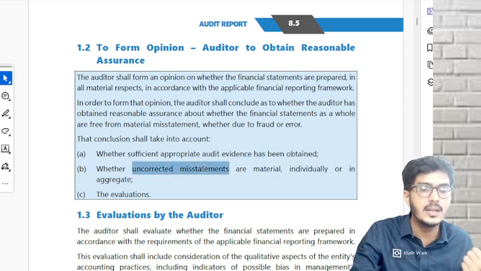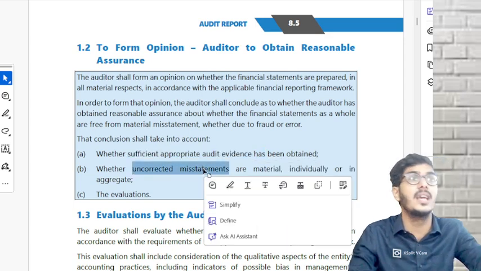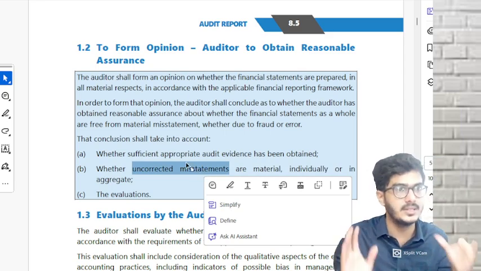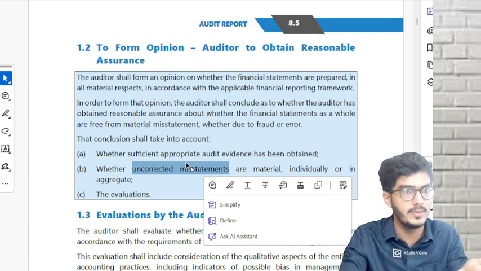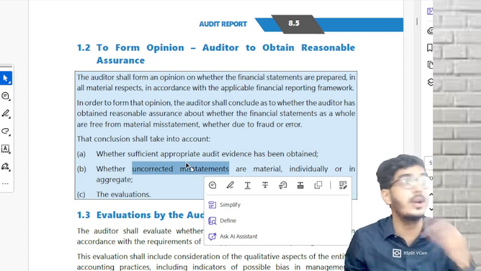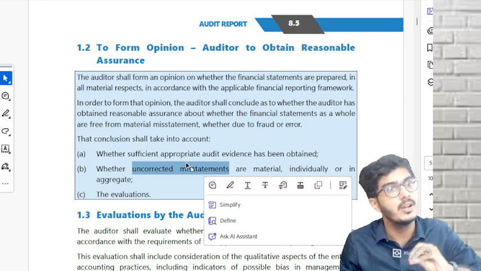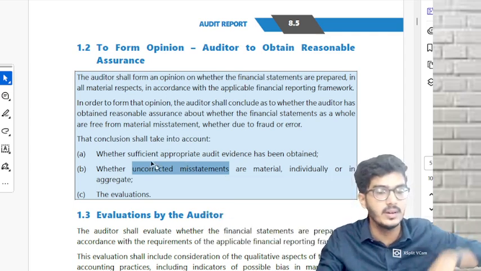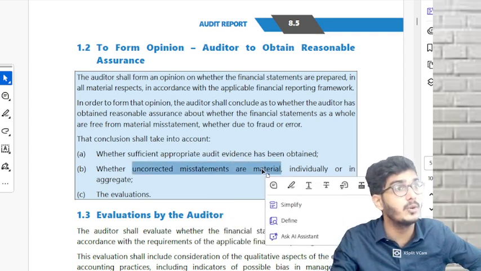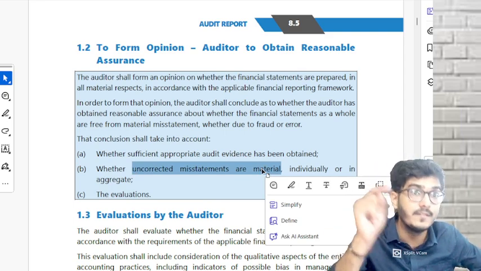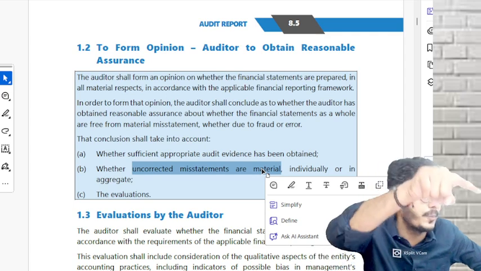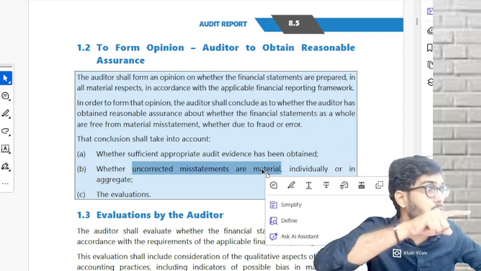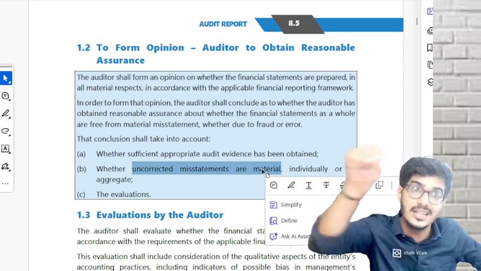Then, whether uncorrected misstatements are material, SA 450. If you remember, there are misstatements; we'll give those misstatements to the management. Management will rectify them. Sometimes they will not rectify all the misstatements. They will rectify only a few. What about the others? Those are considered to be uncorrected. Now in SA 450 you would have learned that uncorrected misstatements, if they are material, we have to consider their impact on the financial statements and on your auditor's report. Because if that uncorrected misstatement is material, then you might have to change your opinion, because that misstatement is still in the FS.